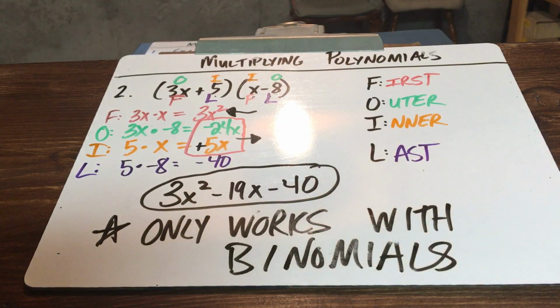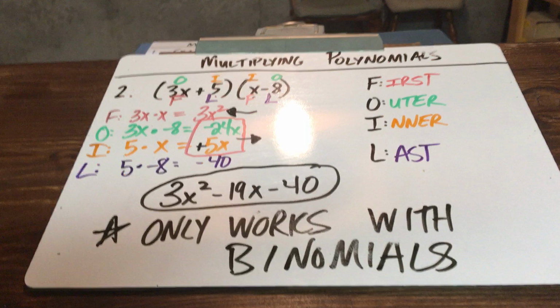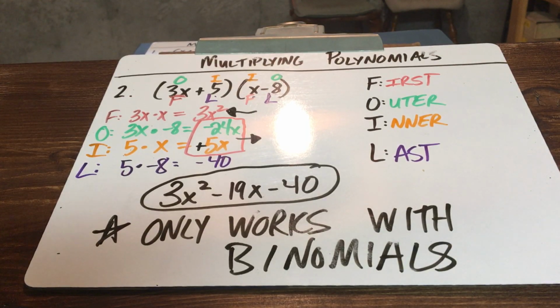Okay, that is the FOIL method. F stands for the first term in each parentheses. O stands for the 2 on the outside. The I stands for the 2 terms on the inside. And then the L represents the last term in each parentheses.